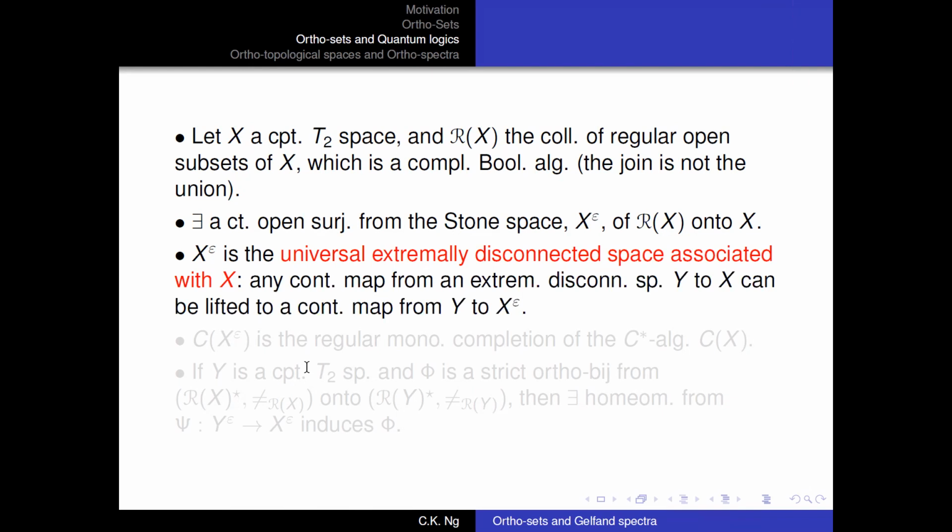Yes. Why is this collection of regular open sets a Boolean algebra?